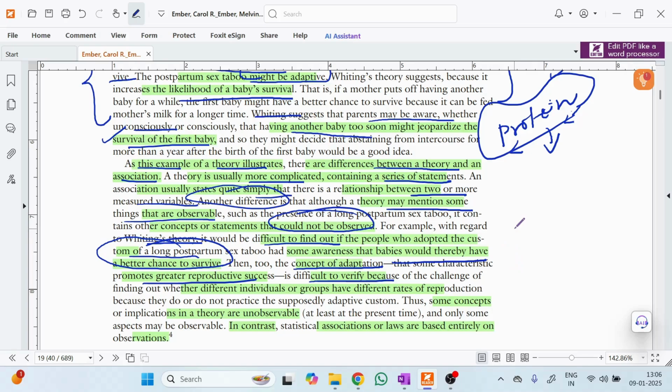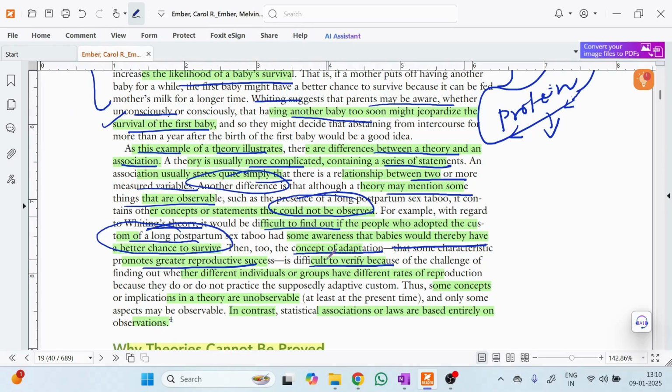We do not know how many people, individuals or groups might be aware of this idea, and if they know about it scientifically. So the point here is that there will be many concepts or elements of a theory that will be difficult to verify because they are unobservable. In any community being studied, we don't know if they have equal reproductive success, or about their rate of reproduction. Then we don't know about their own idea about this particular custom, whether they are aware consciously or unconsciously of the benefit that may accrue from adopting such a custom.